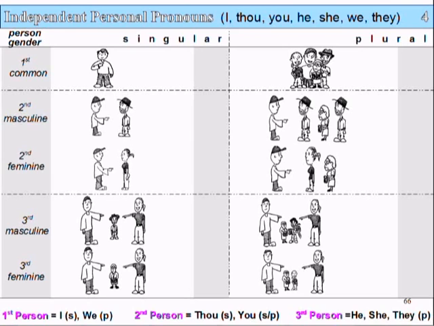In this diagram we have a number of pictures for the first, second and third person singular and the first, second and third person plural, and we'll have a look at the Hebrew words for I, thou, you, he, she, we and they. So the first one is the first person common singular, which is a fancy way of saying I, and I in Hebrew is ani, I.